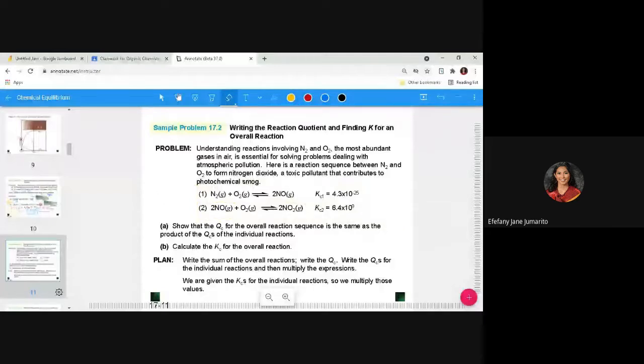So write QC. They are all gases, right? So the total K is 1 over 4.3 times 10 raised to the power of negative 25. So the QC is the same as K.